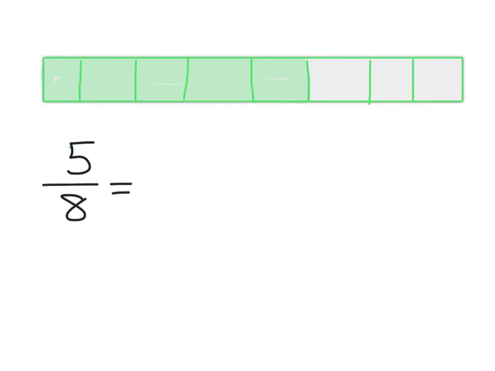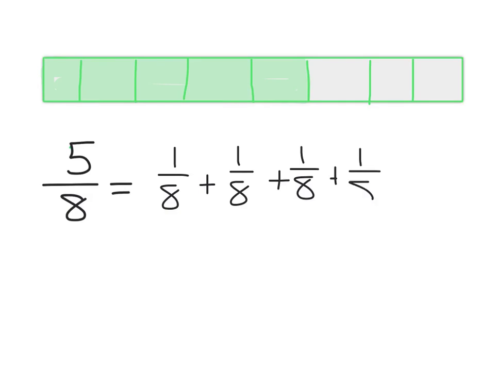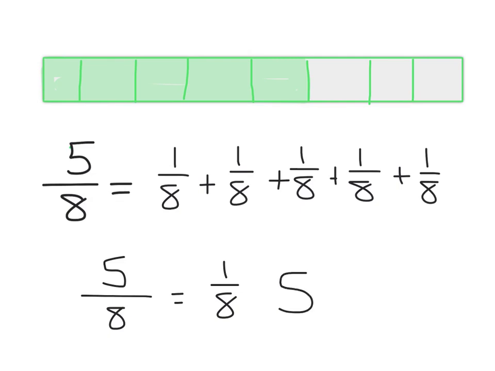All right, we're going to change this into decomposing the 5/8 as 1/8 plus 1 more 8 plus 1 more 8 until we have a total of 5 of those. Let's verify that we do. 1/8 plus 1/8 plus 1 more, and we do. All right, so let me rewrite 5/8 as a multiplication sentence. 1/8 times 5 equals 5/8.